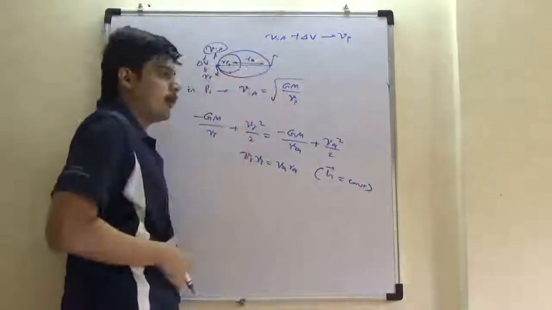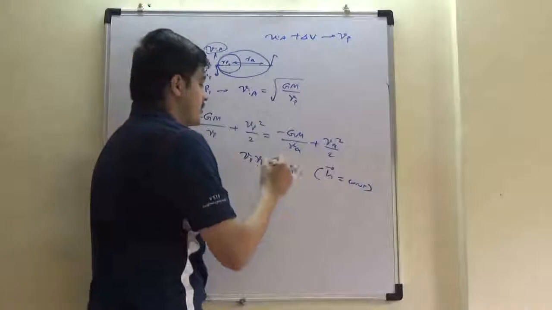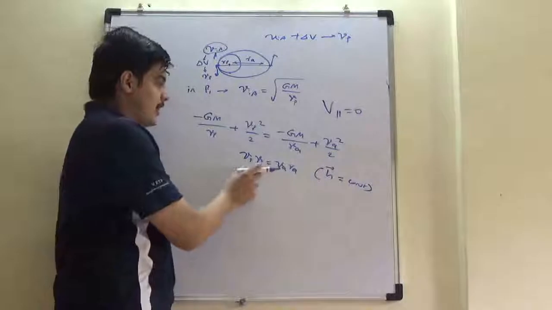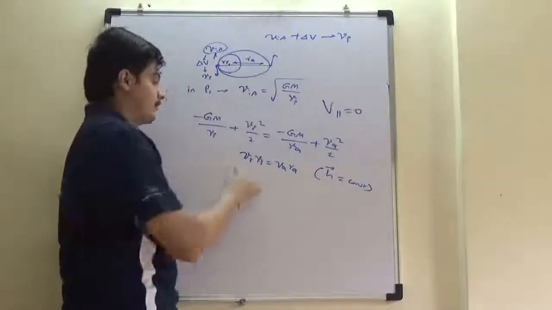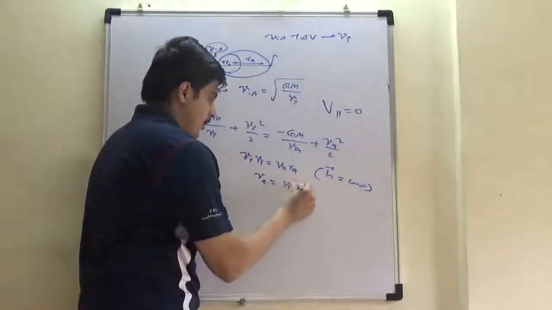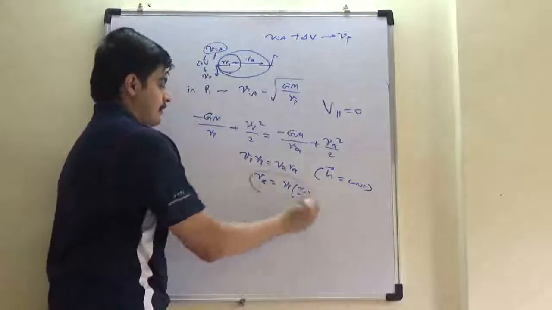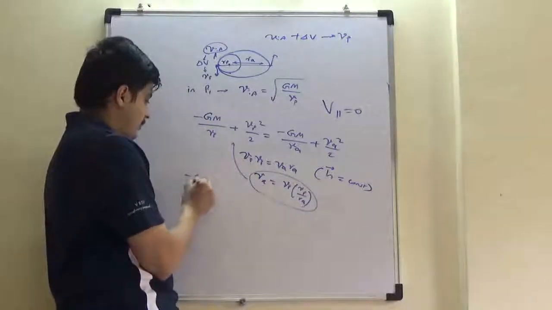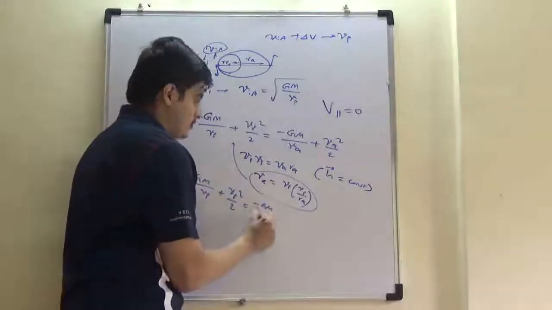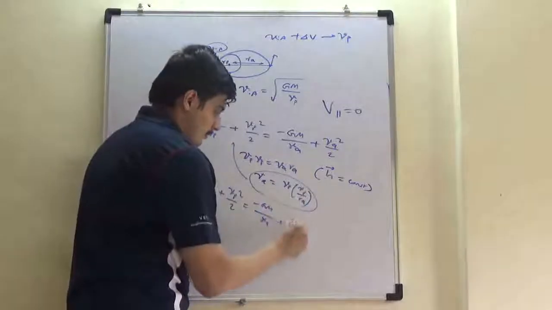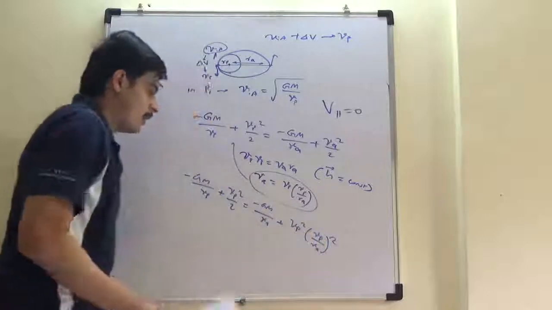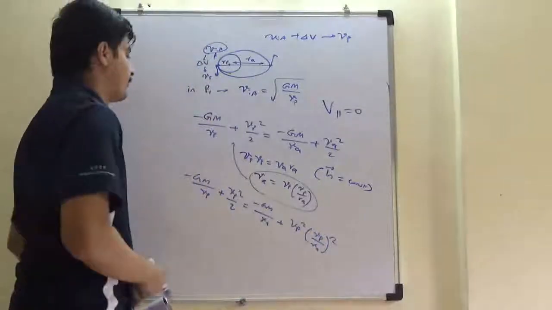The advantage of these 2 points is that the radial direction and velocity directions are perpendicular. So V parallel is 0. Because of this, the cross product can be obtained. That means Va is Vp into Rp upon Ra. Let me substitute it here. So minus GM upon Rp plus Vp square upon 2 is minus GM upon Ra plus Vp square into Rp square upon Ra square, upon 2. Now I have everything in terms of Vp, the unknown, right?